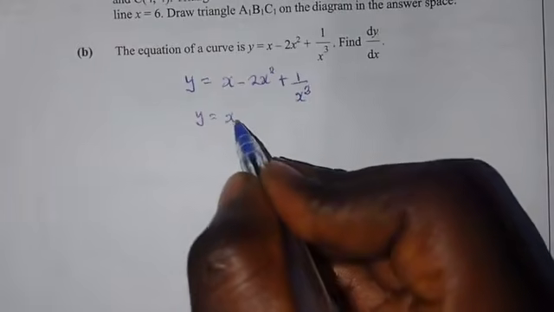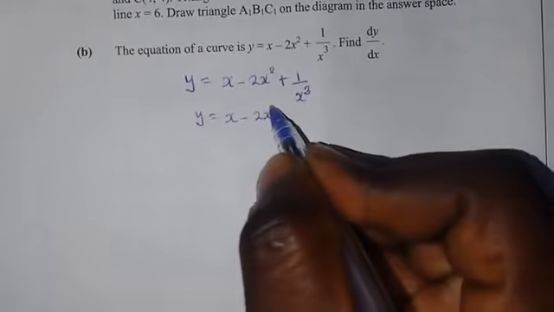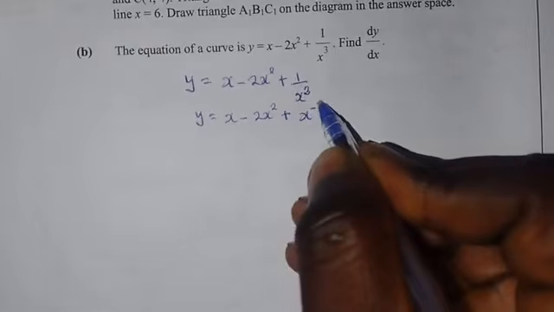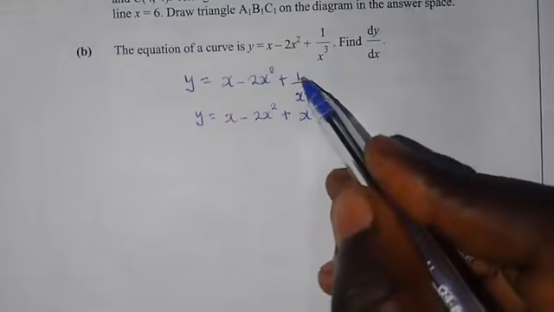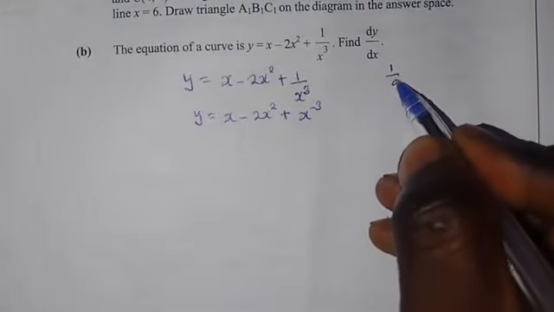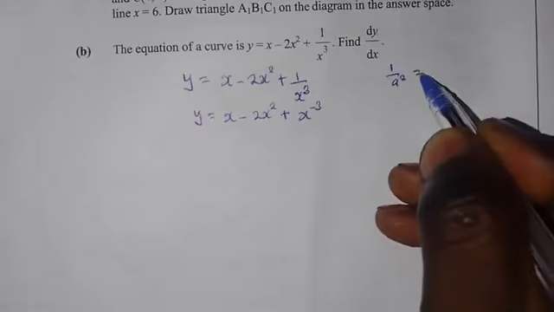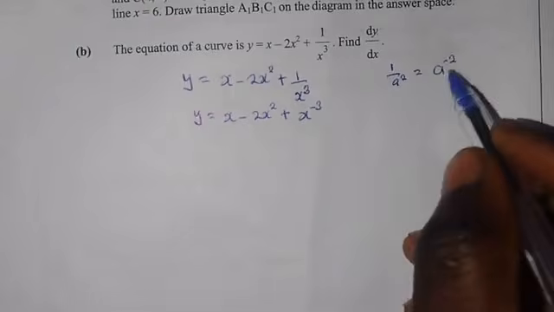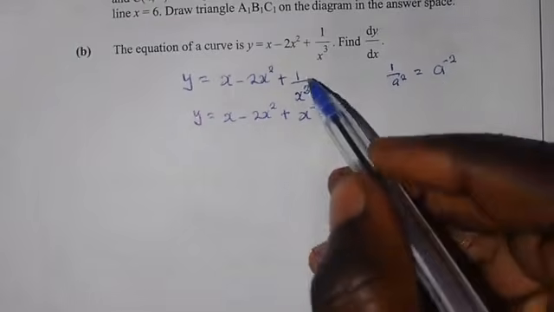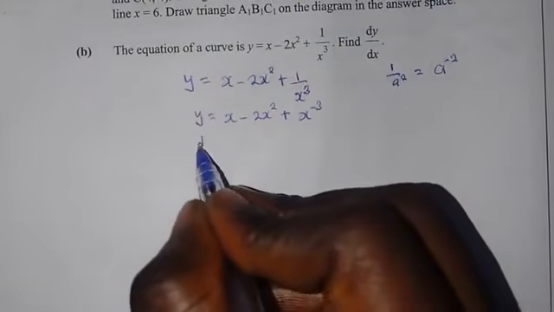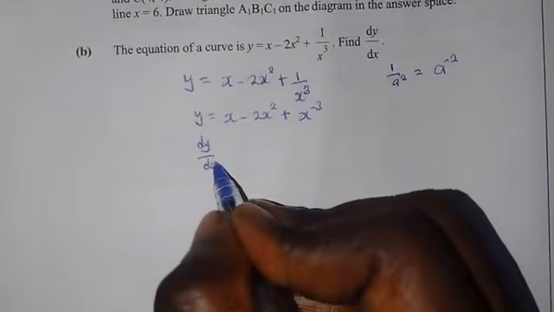So we write x minus 2x squared, then we say plus x power negative 3. The reason why I've written this one: if you have 1 over a power 2, we can write it as a power negative 2. So I've used this principle coming from the laws of indices to rewrite this one as well, which will be written in this case. So now we can find the dy dx.